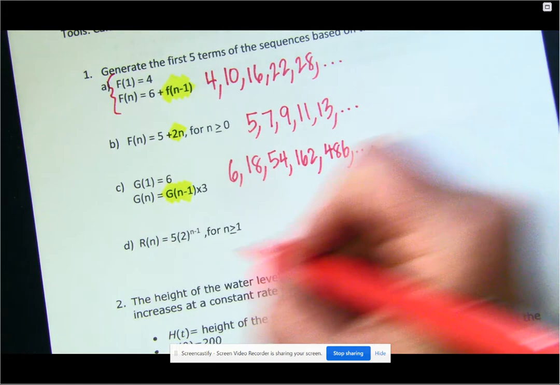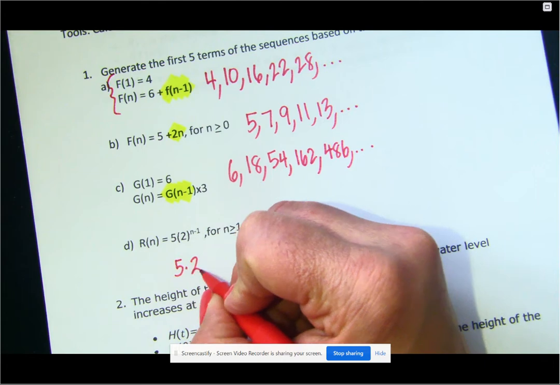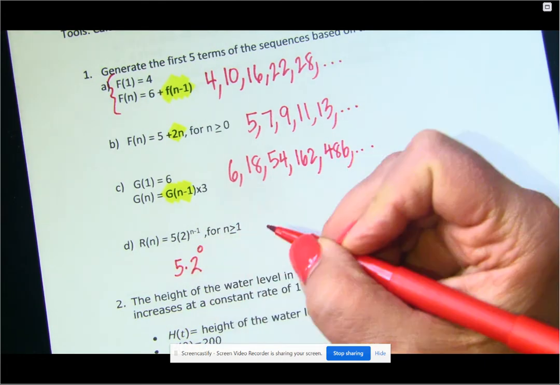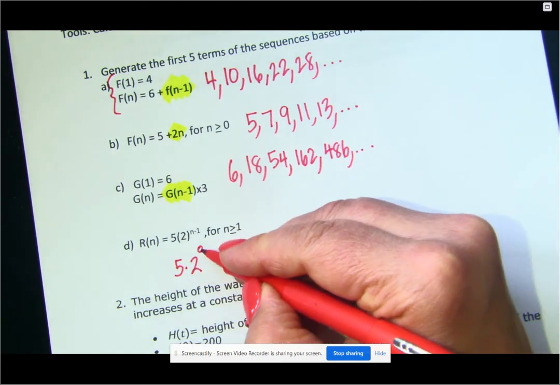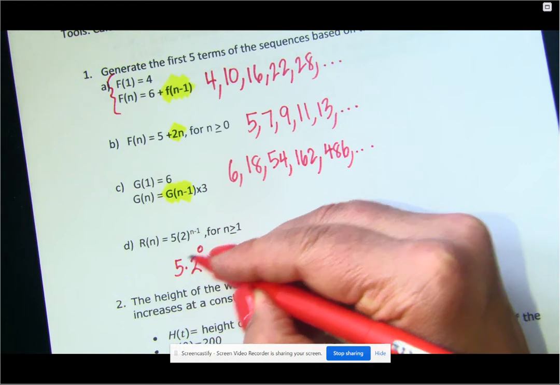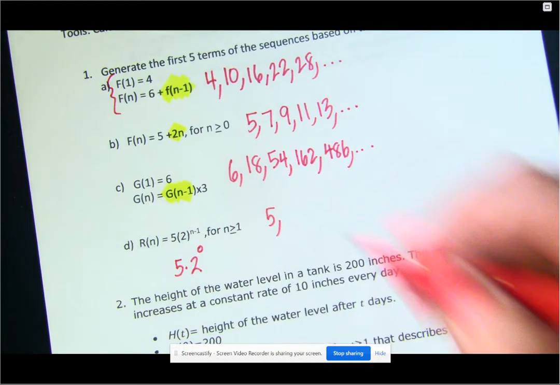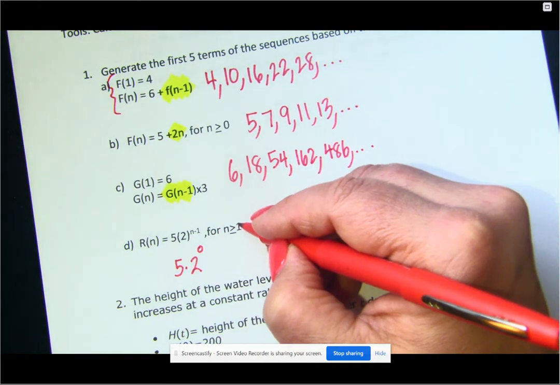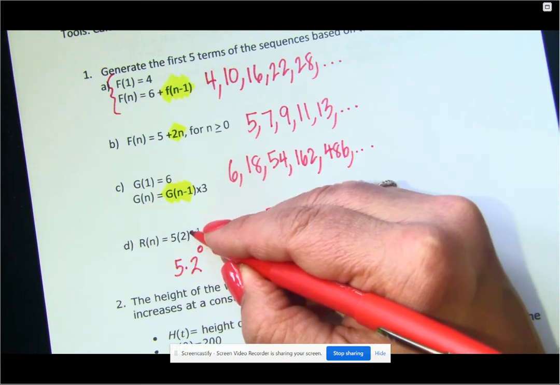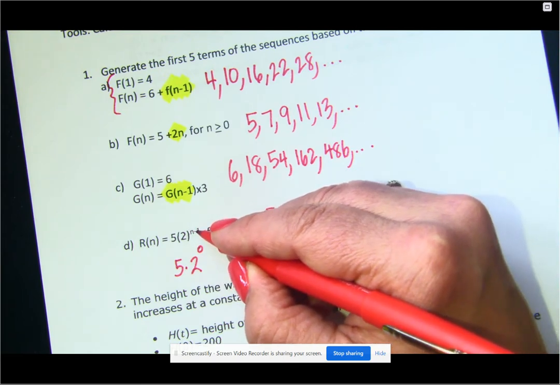I'm going to write this out. 5 times 2, if I put a 1 there, I get 0. A lot of students forget that 2 to the 0 power is 1, and 1 times 5 is 5. Now I'm going to put a 2 in there. 2 minus 1 is 1.